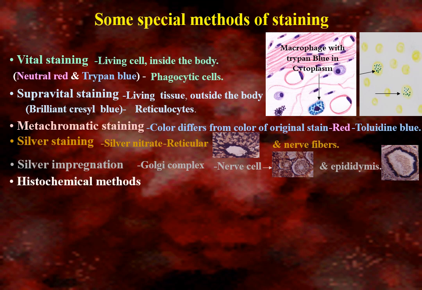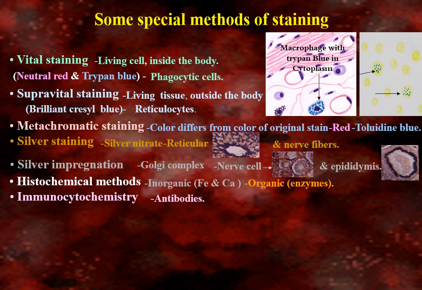Histochemical methods are used for identification of either inorganic substances as iron and calcium or organic substances as enzymes, for example, acid and alkaline phosphatases. Immunohistochemistry uses antibodies to specific cell molecules to detect their presence in the tissue sections.